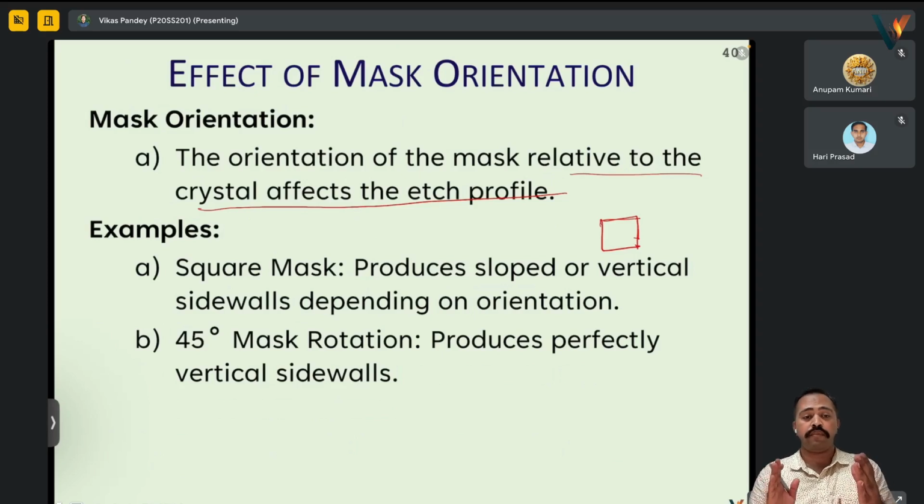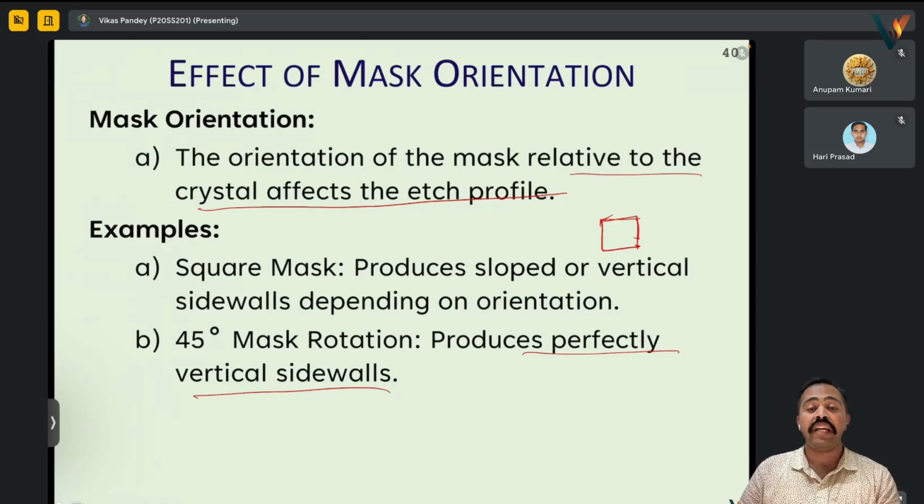Whereas if this will determine, it will give sloped or vertical walls. Whereas a mask with just 45 degree orientation will lead to perfectly vertical sidewalls. So it is a combination of HNA and TMAH or KOH. So it has the properties analogous to HNA as well as KOH. KOH or TMAH, they are the same, just different materials.